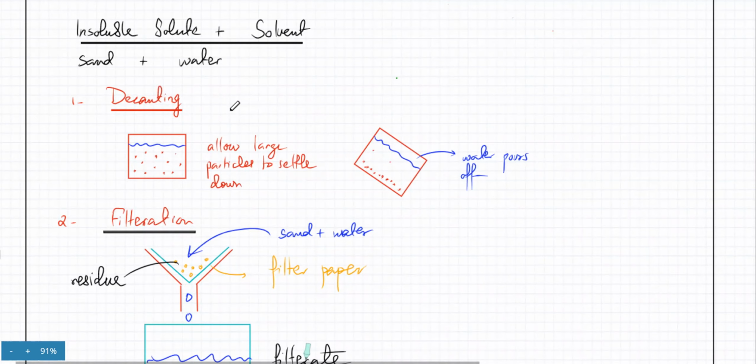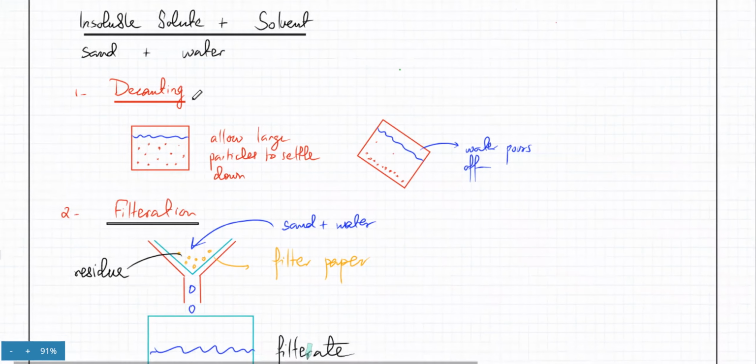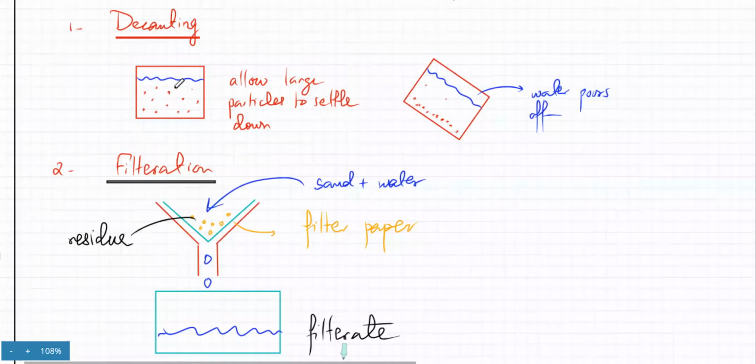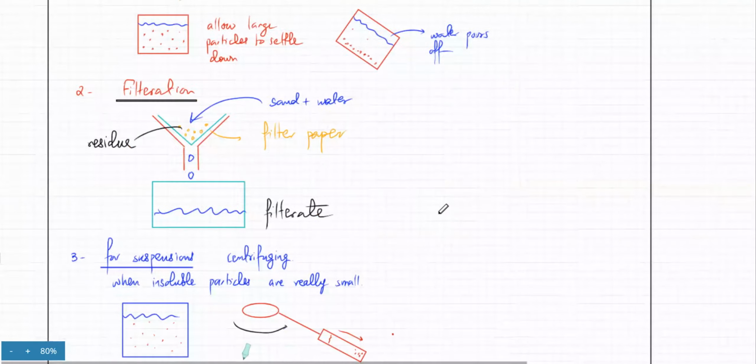Now in sand and water, the first process was decanting. In it, if you have sand and water, you wait for a little while, and you allow all the sand particles to settle at the bottom. For example, if you have muddy water, all the sand particles would settle at the bottom, and you can pour off the water from the top. That's decanting.